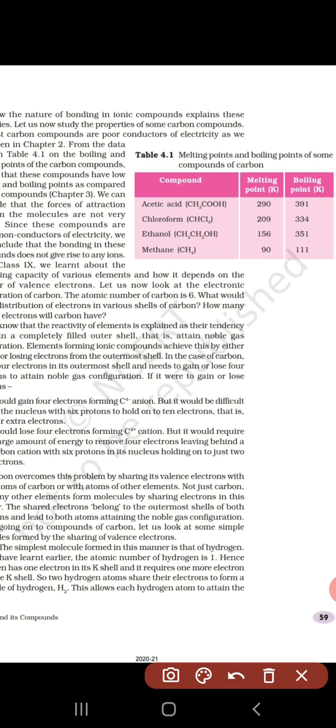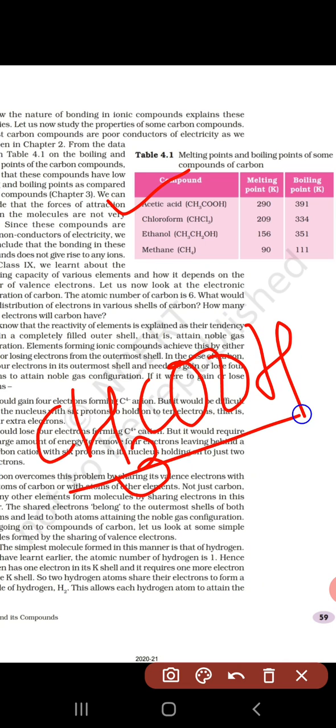See, the table is given here with some examples, and melting point and boiling point are also given. The first example is acetic acid. What is the formula for acetic acid? CH3COOH. The melting point for acetic acid is 290 Kelvin, and the boiling point is 391 Kelvin.